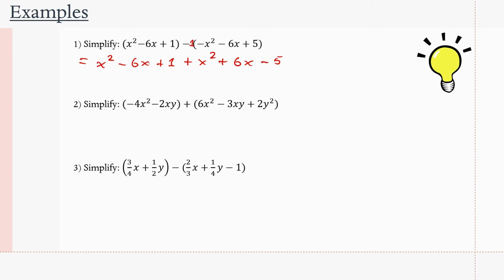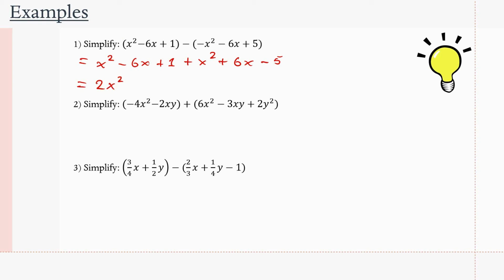And now all we want to do is collect like terms, right? So we have an x here raised to the exponent 2. We have another x here raised to the exponent 2, right? So all we want to do is add the coefficients, which are 1 and 1. 1 plus 1 equals 2x squared, of course.